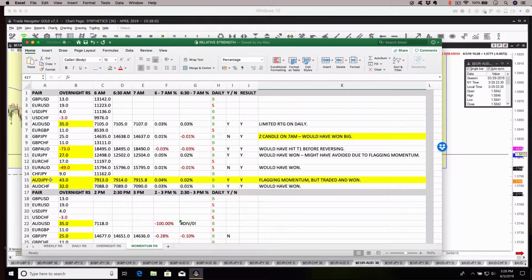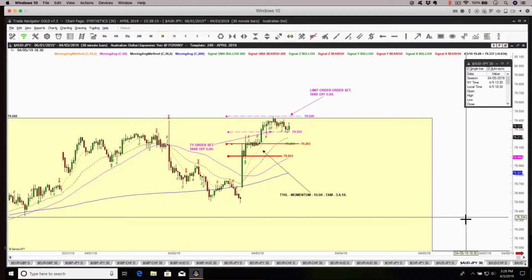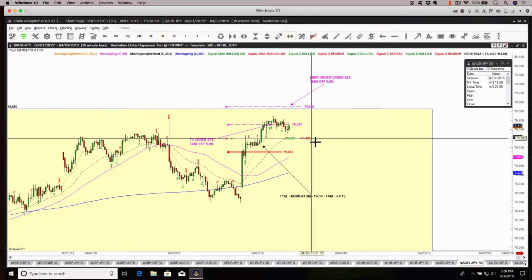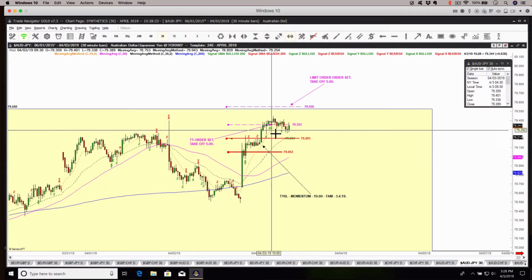This morning I traded Aussie yen long. I'll show you that in a second. Let me just move this across here. So my Aussie yen this morning, exactly the same setup in reverse. I entered the trade here, and this was my stop, this was my target, hit the target fairly quickly.